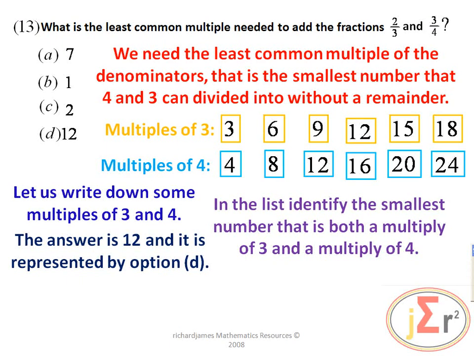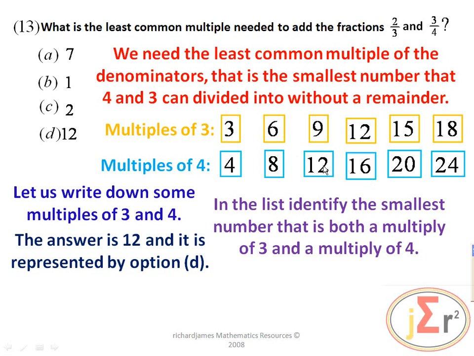Now we have a serious problem right here. We need the least common multiple needed to add the fractions 2/3 and 3/4. We therefore need the least common multiple of 3 and 4. Is that right, Jerry? Yes. But we have the list of multiples of 3 and the list of multiples of 4. Which number is common to both lists? 12. 12 is present in both lists. Therefore, 12 is a common multiple of 3 and 4.